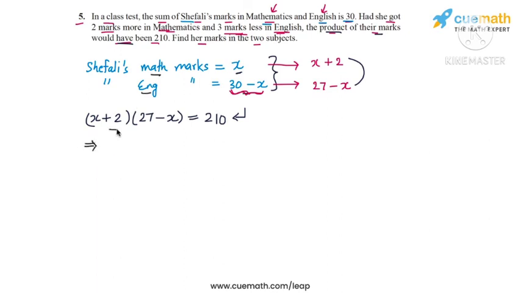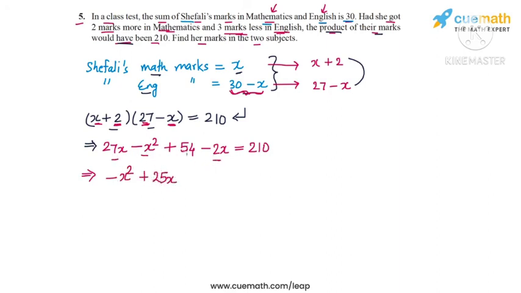Let's expand the product on the left hand side. So we have x times 27, so that's 27x, and then we have x times minus x, so that's minus x square, and then we have 2 times 27, so that's 54, and then we have 2 times minus x, so that's minus 2x. This is equal to 210. Now let's combine the like terms. So we have minus x square, let's write it first, and then we have 27x minus 2x, so that's 25x, and then we have 54 and this 210 here.